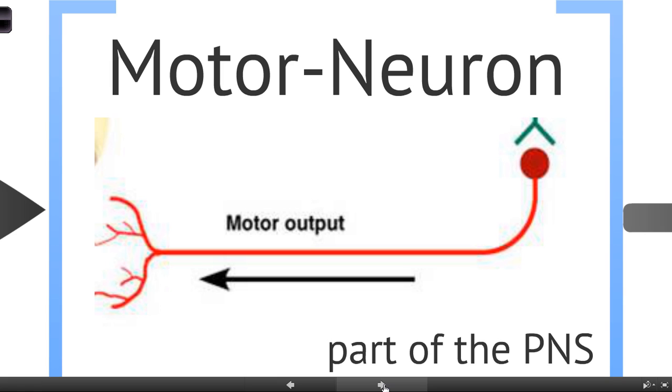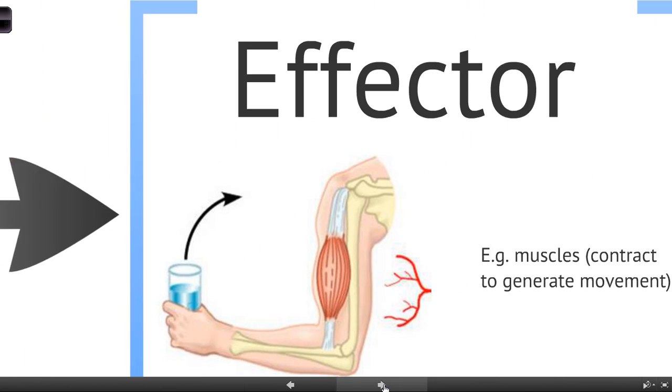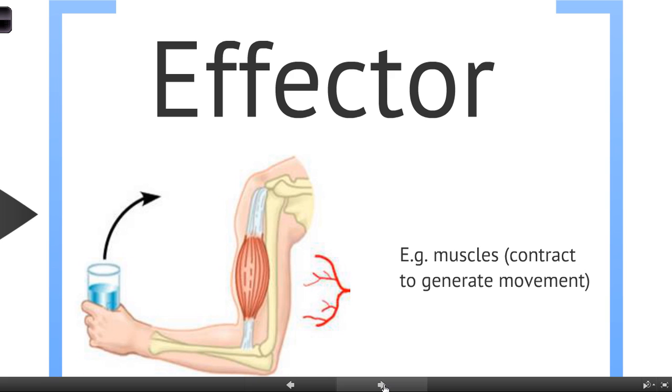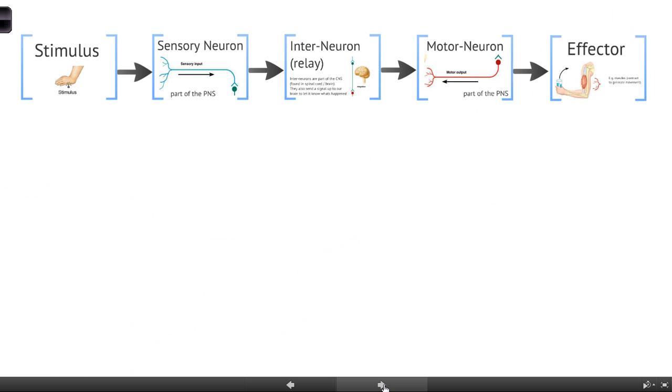A message is sent straight through this motor neuron, which again is part of the peripheral nervous system, straight onto an effector, something like a muscle which will contract and make us move away, preventing any kind of further damage. So really you just need to know the steps in a reflex arc, and be aware that the reason for a reflex arc is that sometimes it's best to just move that part of the body away without actually having time to think about what we're doing. Our body does it automatically.